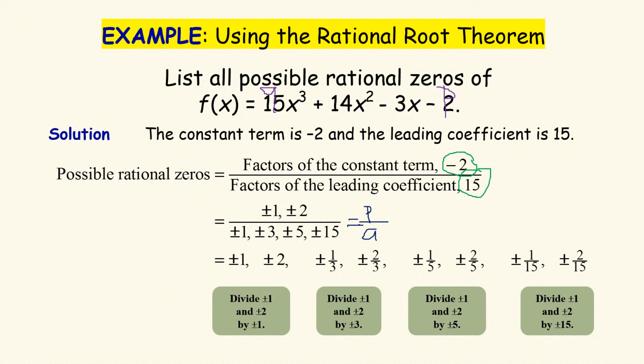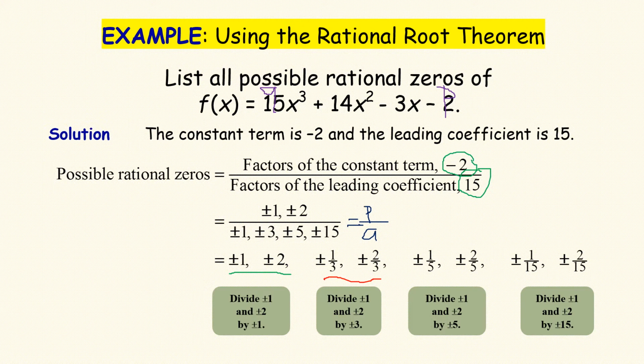So, yung ating numerators na positive and negative 1 and positive and negative 2, i-divide lang natin siya sa lahat ng ating mga nasa denominator. So, kapag dinivide na natin yung ating numerator sa denominator natin na positive and negative 1, ang makukuha daw natin ay positive and negative 1 and positive and negative 2. The next, kapag dinivide daw natin yung ating numerator into our denominator na positive and negative 3, ang makukuha nating possible rational zeros ay positive and negative 1/3 and positive and negative 2/3.